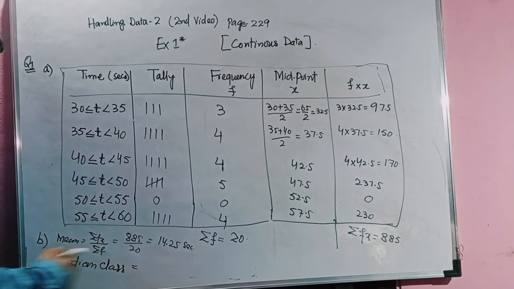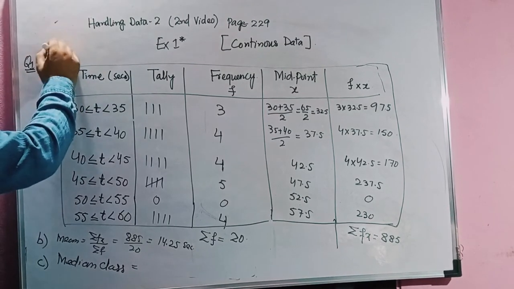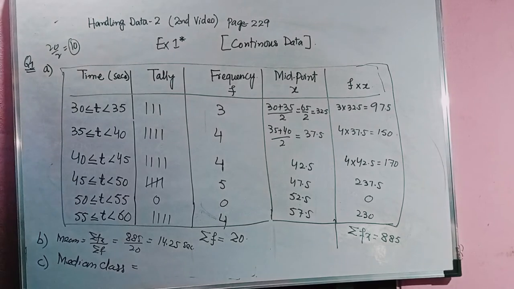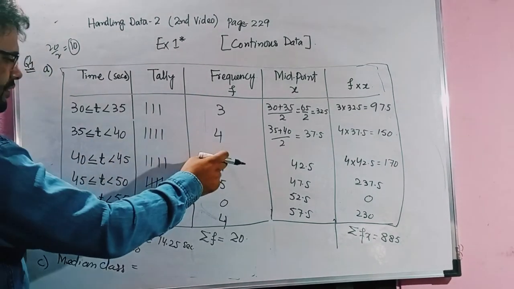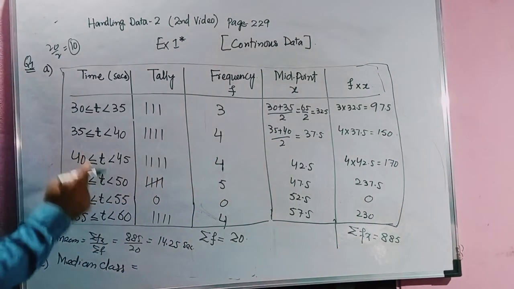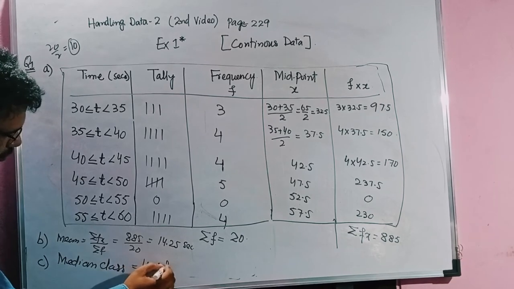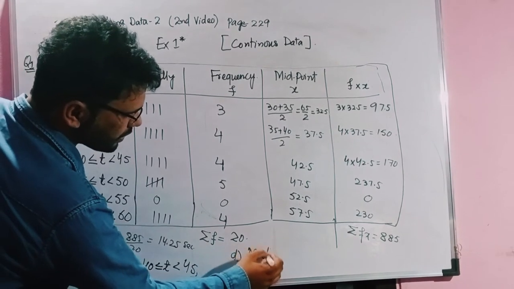Now the median class. How to find the median class? The total number of frequencies is 20. 20 divided by 2 is 10. Since this is an even number, we check where the 10th and 11th values fall. That is the median class. 3 plus 4 is 7, and this is 11. So the 10th and 11th values fall in this class. So the median class will be 40 ≤ T < 45. Now next, the modal class.